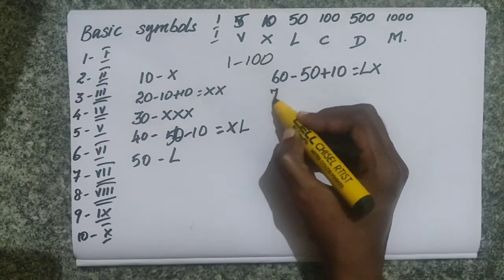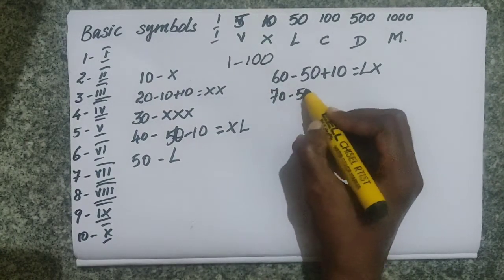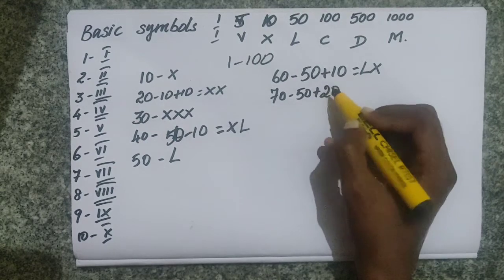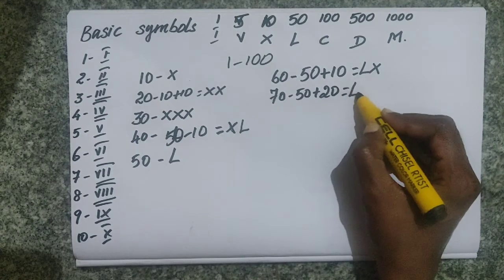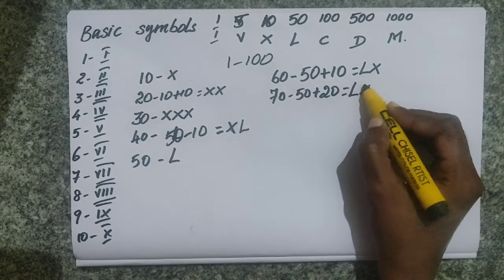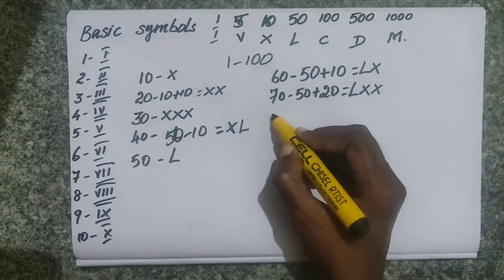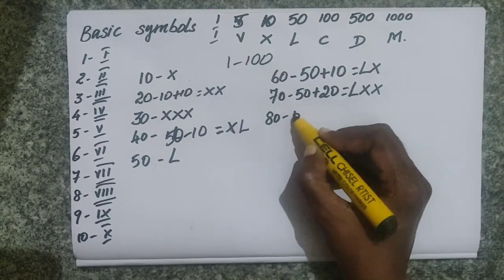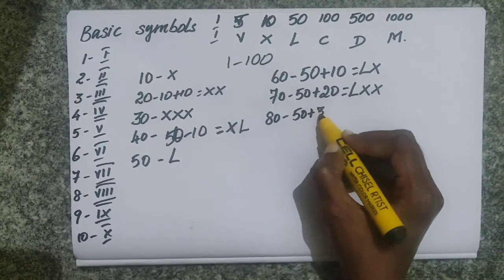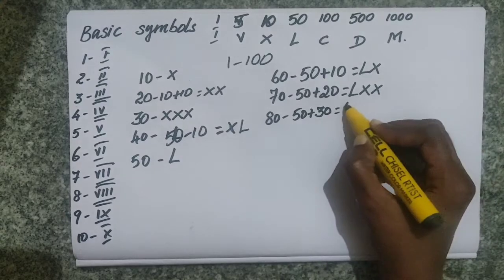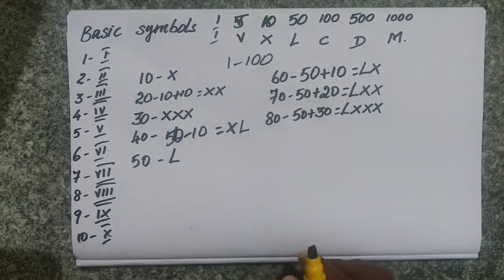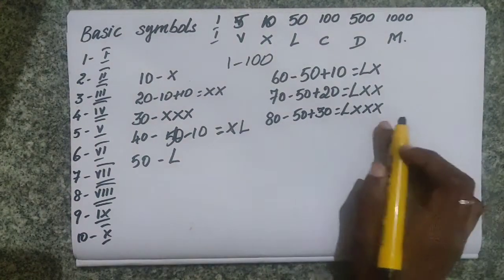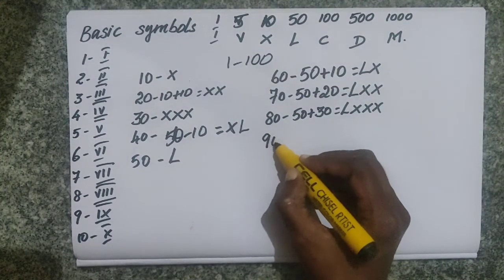Now 70 will be 50 plus 20. 50 plus 20 we get 70. So 50 is L, and for 20 it is XX. Again, 80 is 50 plus 30. So it is L plus 3 times 10, and 3 times 10 is 30. So this is 80.